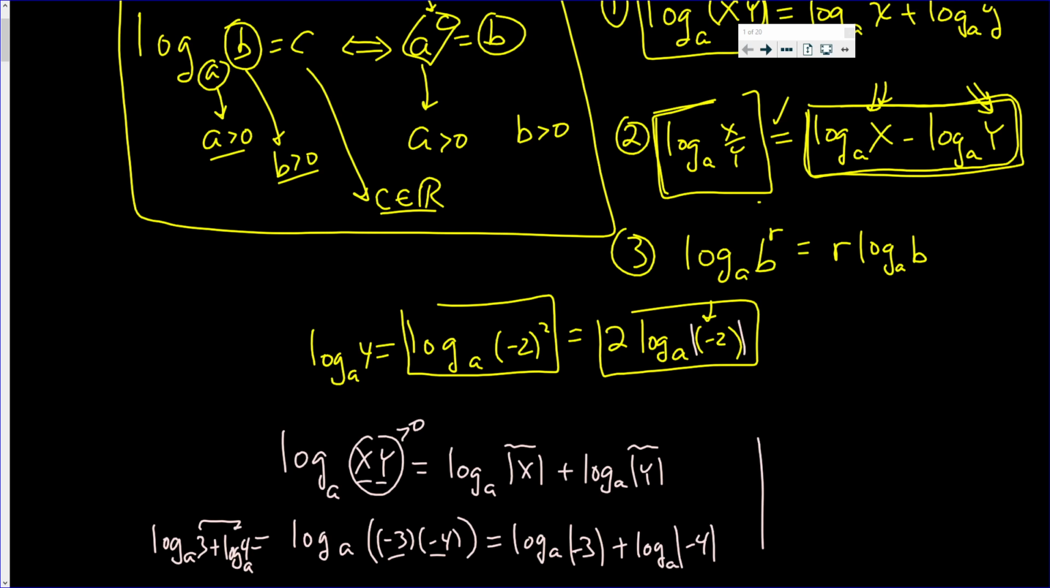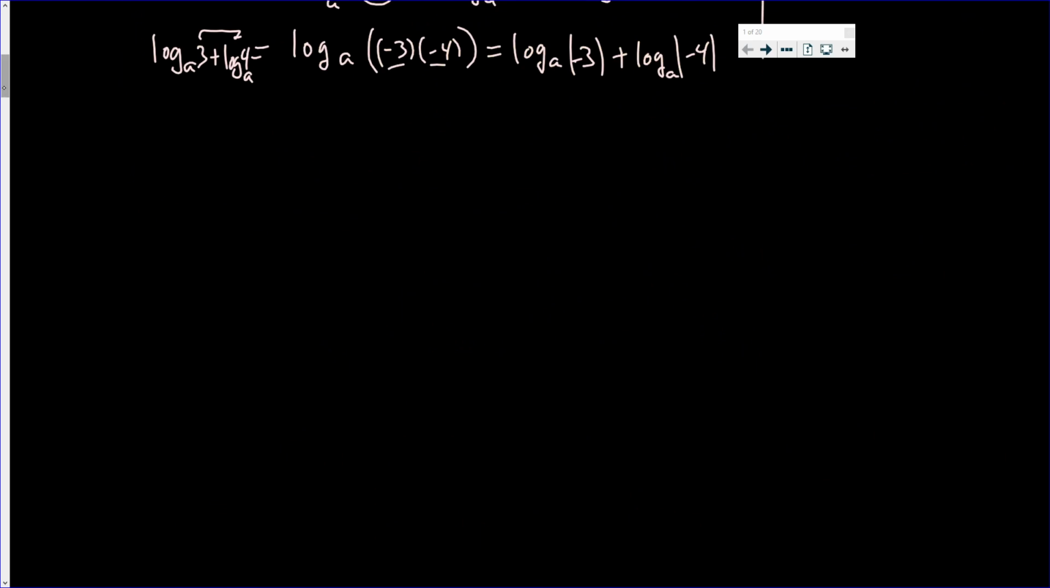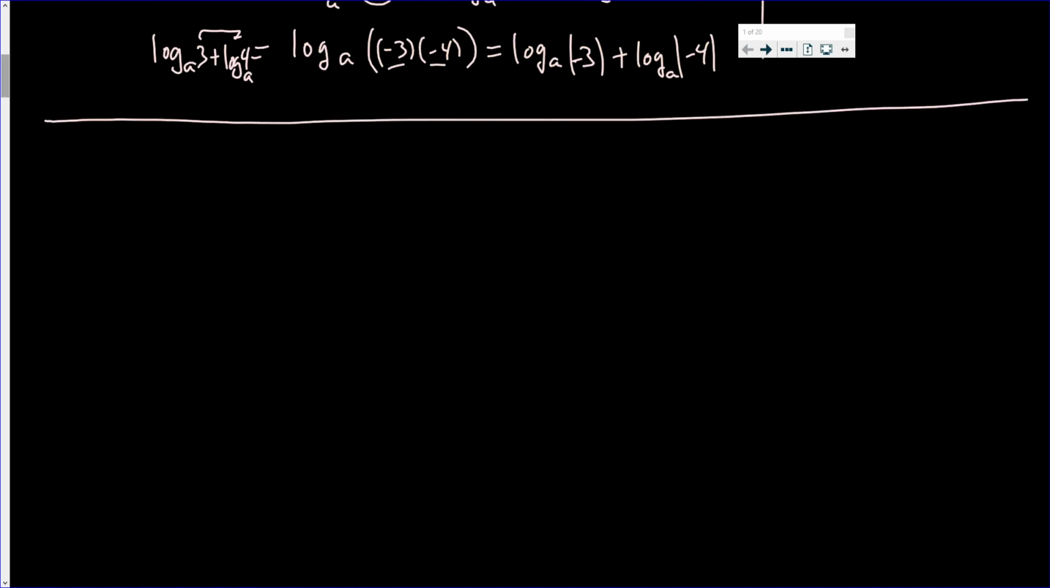Same thing with number 3, log base a of b to the r. Obviously, if b is negative, raising it to the rth power made it positive. So when you bring down the r, you can put b in the absolute value bars. That will always work in all 3 cases. Okay. So now let us work on some problems using these rules.